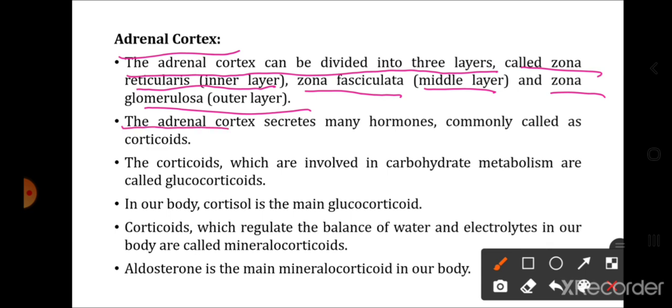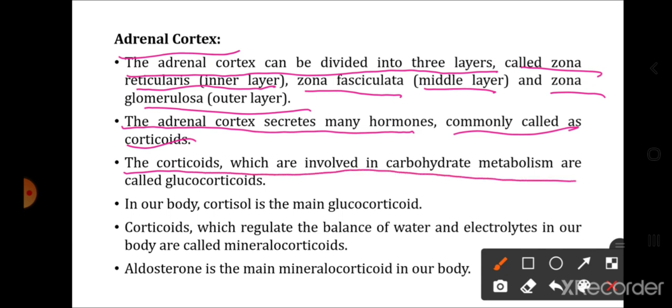The adrenal cortex secretes many hormones commonly called corticoids. The corticoids which are involved in carbohydrate metabolism are glucocorticoids. In our body, cortisol is the main glucocorticoid. So those corticoids which are responsible for glucose metabolism are called glucocorticoids. One of the important glucocorticoids is cortisol.